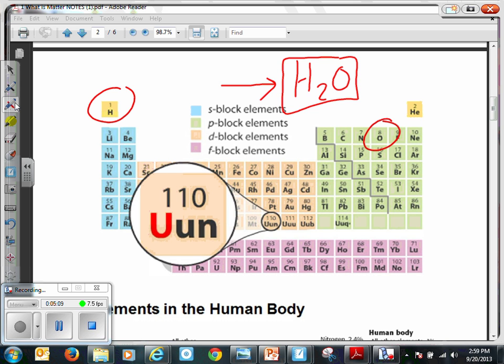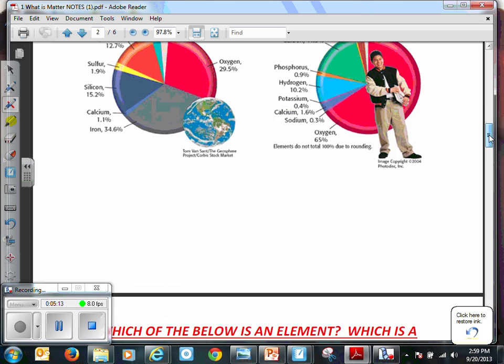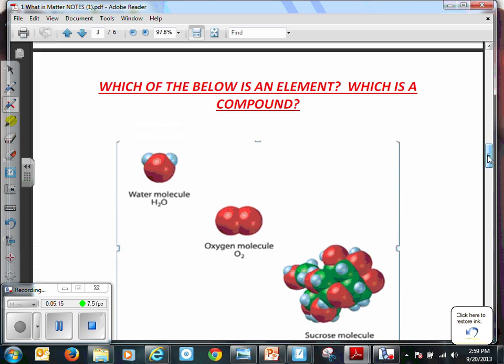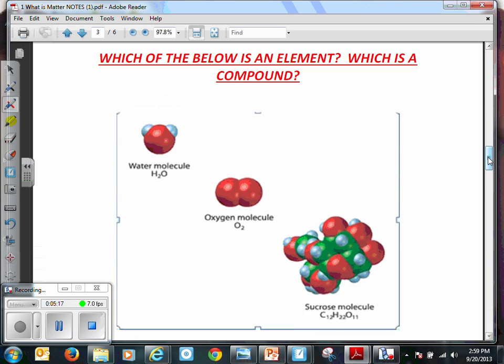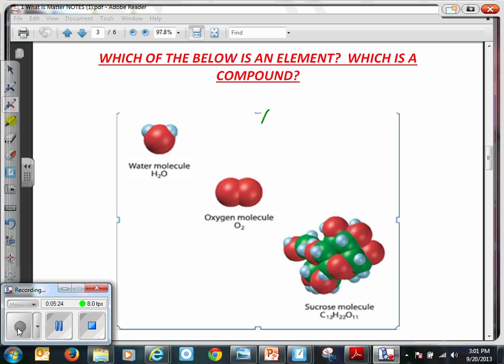If we look down at our notes a little bit, here's a question. Which of the below is an element, which is a compound? Yes, thank you, chemist, for that answer. The element here is oxygen. Now, if you look at this, it's not just O, but it's O2. Do you agree with that?